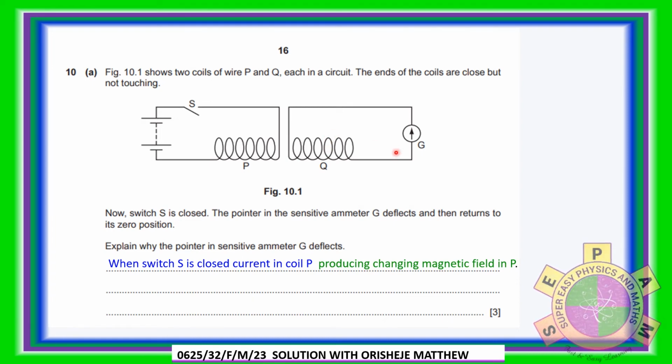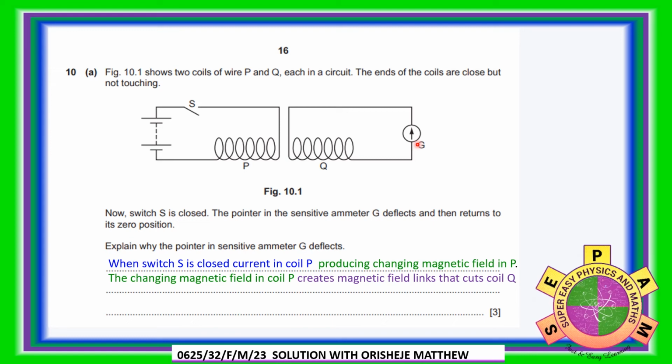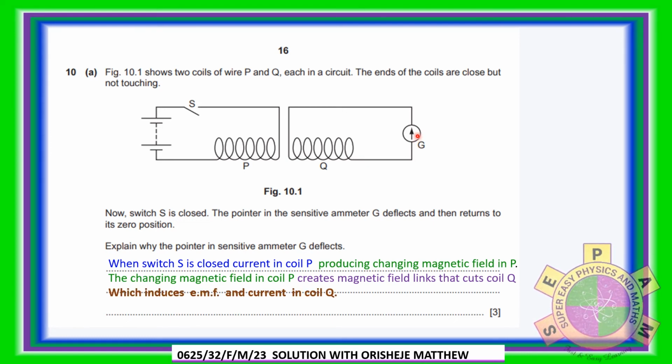Current will now flow and be detected by the galvanometer. So that is why the galvanometer deflects. So the changing magnetic field in P creates magnetic field linkage that cuts Q, which induces EMF or current in Q, and that is what is being detected by the galvanometer deflection.